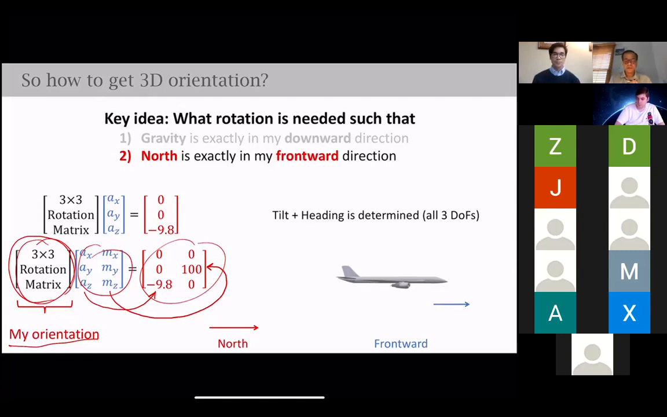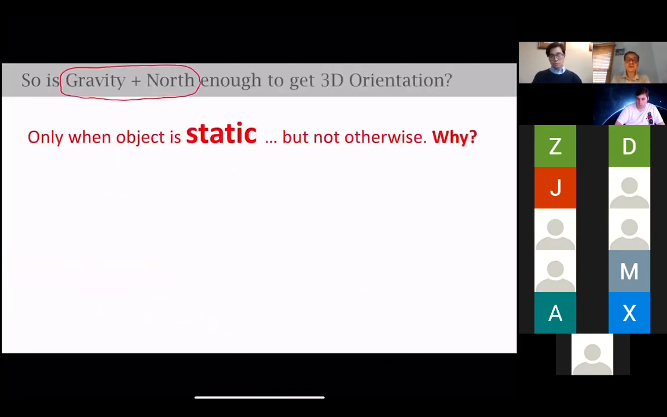Okay. So maybe you can construct a case at home where you say, oh, there's clearly ambiguity, but the bottom line is there's no way to decouple how much of this measurement that I'm getting is from gravity and how much is from the motion of the object. It's not possible. So this is not enough. So you can use this gravity plus north only when the object is static.